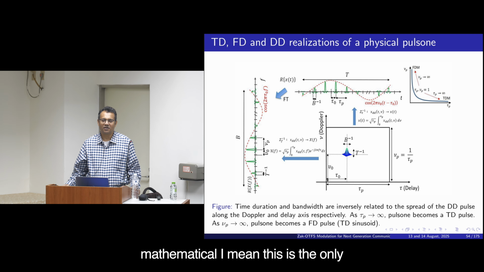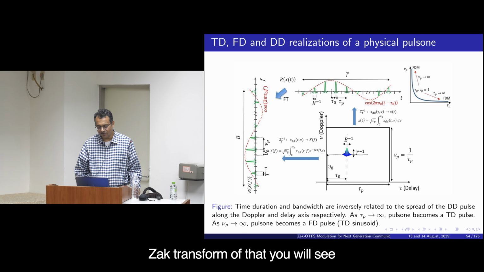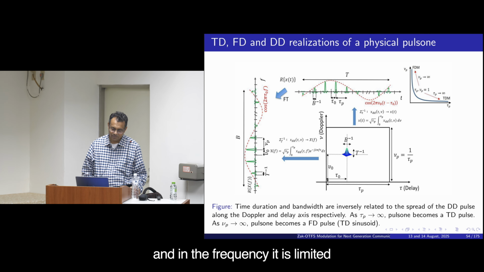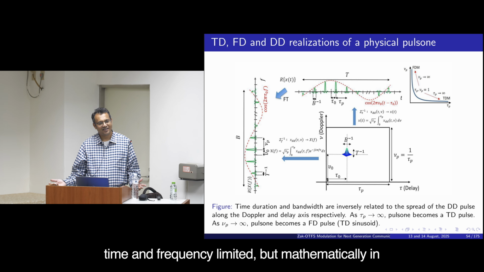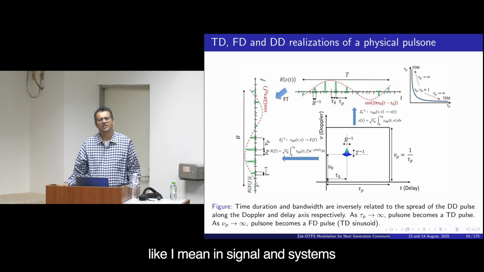And that is all very mathematical. This is the only physical insight. When you take the Zak transform of that, you will see this physical pulse, which in the time domain is limited to minus T by 2 to plus T by 2, and in frequency it is limited to minus B by 2 to plus B by 2. So it will be time and frequency limited, but mathematically in the delay Doppler domain it will be just repeating everywhere.